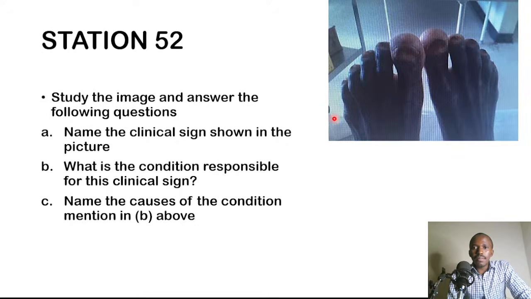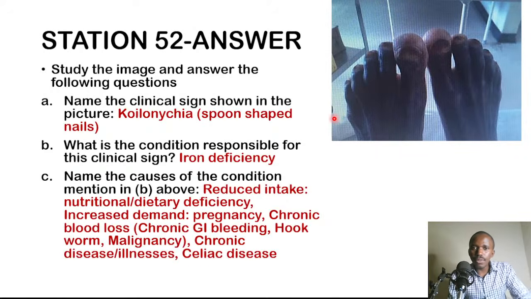Here is another sign of koilonychia. I think we looked at it, but this is now with the feet. So this is koilonychia. This is affecting the feet now. Iron deficiency. We've talked about the different causes of iron deficiency. Nutritional causes, it could be due to increase in demand like pregnancy, chronic blood loss like a chronic GIT bleeding, hookworms, malignancies, even chronic diseases, and even some malabsorptive syndromes.